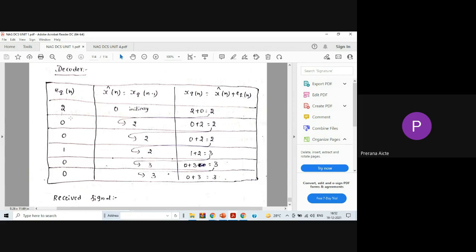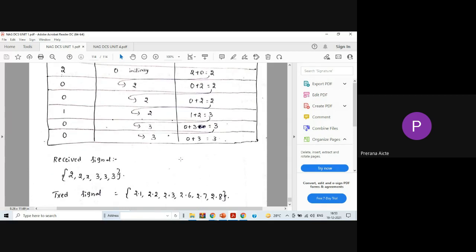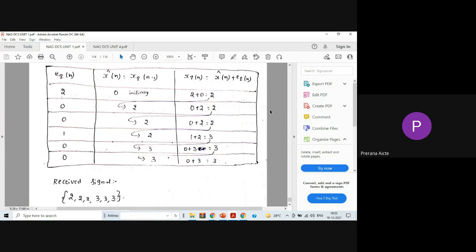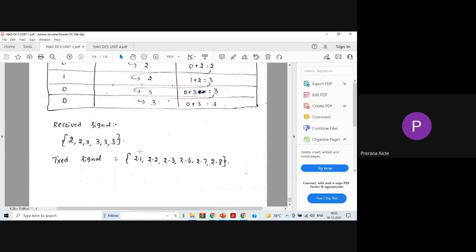Then what is that here? The next sample is 0. So it will predict, right? The predictor predicts the present sample from the past sample. So it should be 2. So it is 0 plus 2, 2. So like this, the process should be continued. Then we are receiving the signal as, what is that received signal? 2, 2, 2, 3, 3, 3. Okay. The data we are receiving is 2, 2, 2, 3, 3, 3.